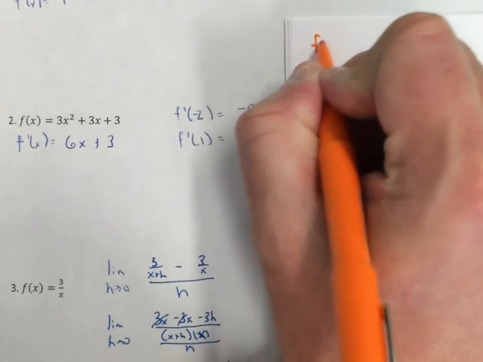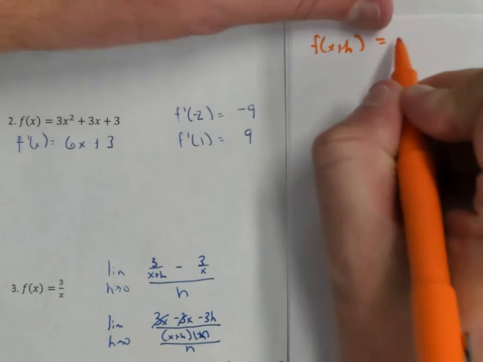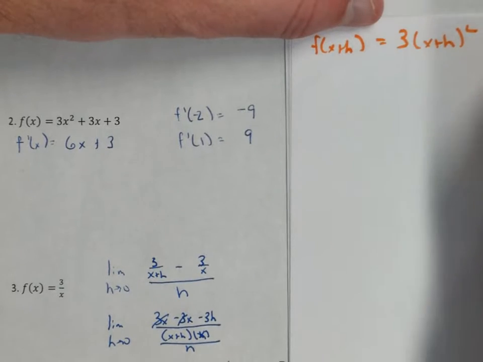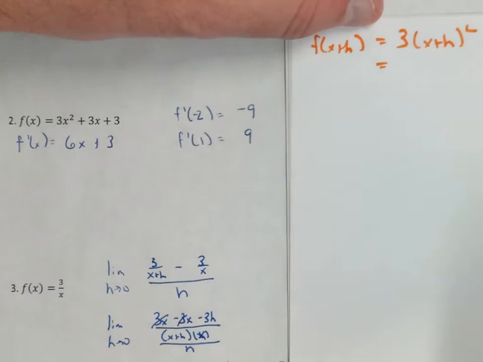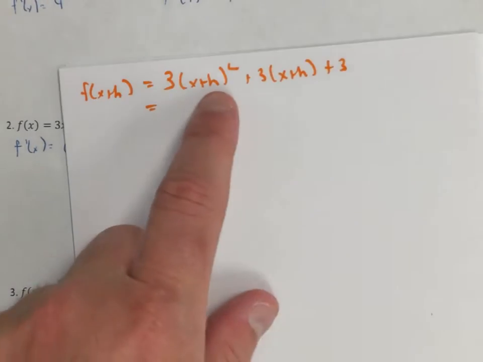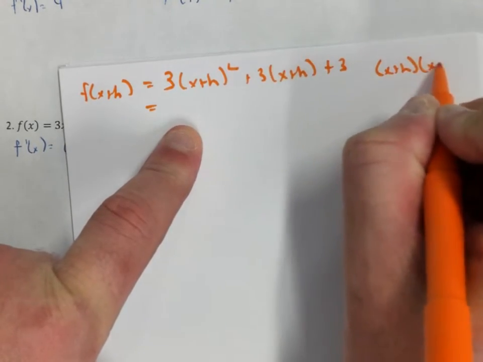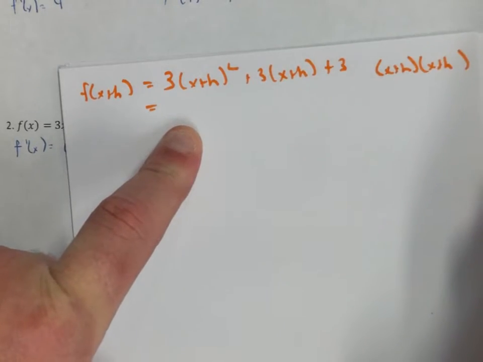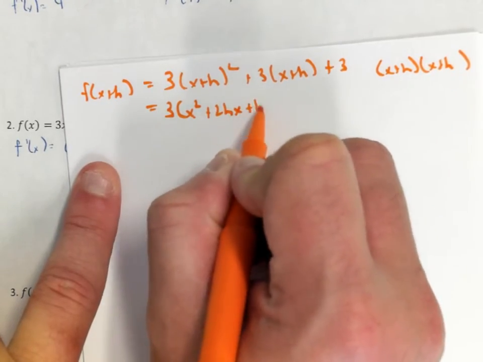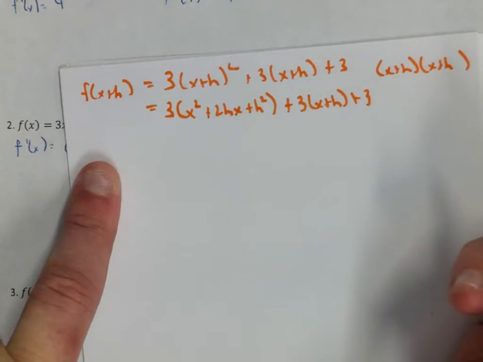Alright. I'm going to find f of x plus h first. I'm going to plug that in for x. So 3 times x plus h squared plus 3 times x plus h plus 3. Now, can you just simply square x and h here? No, you come to the side and do x plus h times x plus h. I'm not working that out. You should be able to do that by now. When you do that, you get x squared plus 2hx plus h squared plus 3 times x plus h plus 3.